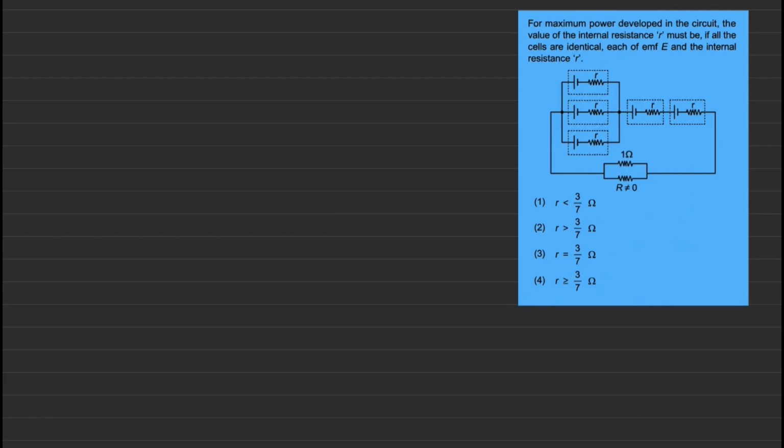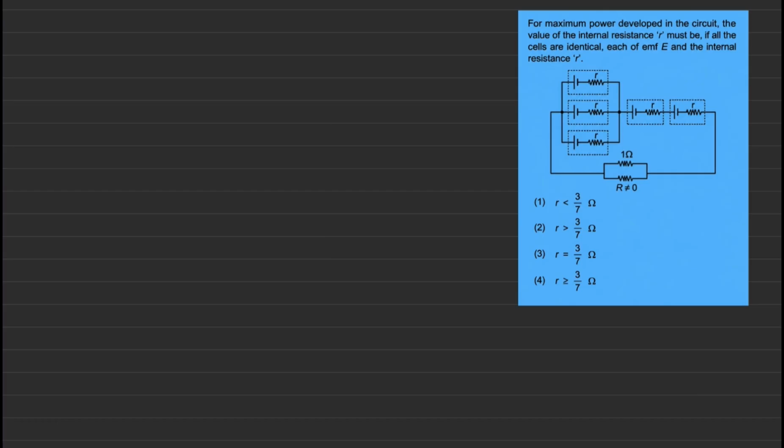Let's go with this question. In this question, they are saying for the maximum power developed in the circuit, the value of internal resistance R must be, if all the cells are identical, each of EMF E and internal resistance R. You can see here, these three cells, they are in which combination here? Parallel combination. After that, they are in series combination with these two particular cells.